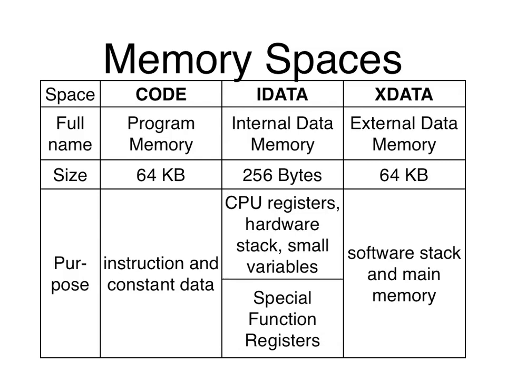So code is for program memory as well as constant data. For example, if you have strings, like hello world, that's a constant, that's usually stored in code memory as well, even though it's not executable. IData or internal data memory, that's a small space. That's only 256 bytes, whereas code memory is up to 64K bytes. Okay, big difference. And XData is another 64K bytes for external data.